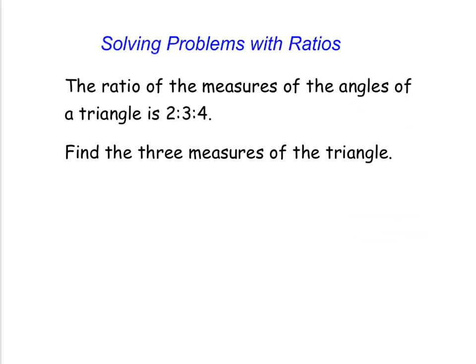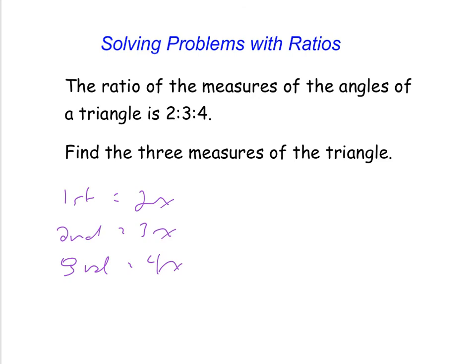All right, one more problem here. The ratio of the measures of the angles of a triangle is 2 to 3 to 4. We want to find the three measures of the triangle. You guys did this last year in Algebra 1. We know that the three angles of a triangle add up to 180. So I'm going to let the first angle equal 2x. I'm going to let the second angle equal 3x. I'm going to let the third angle equal 4x.